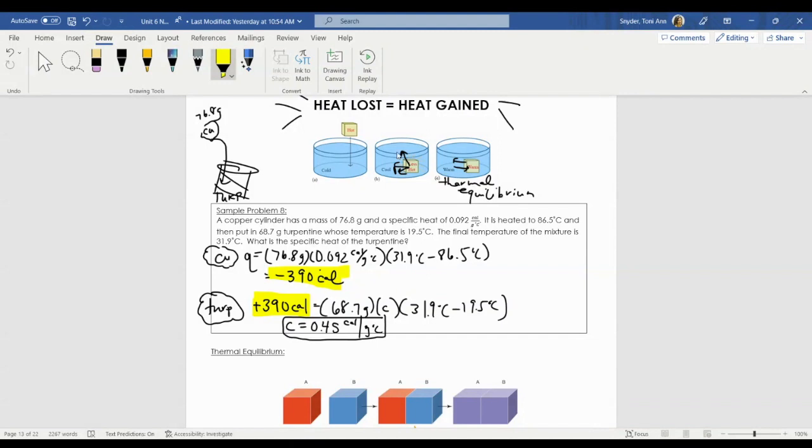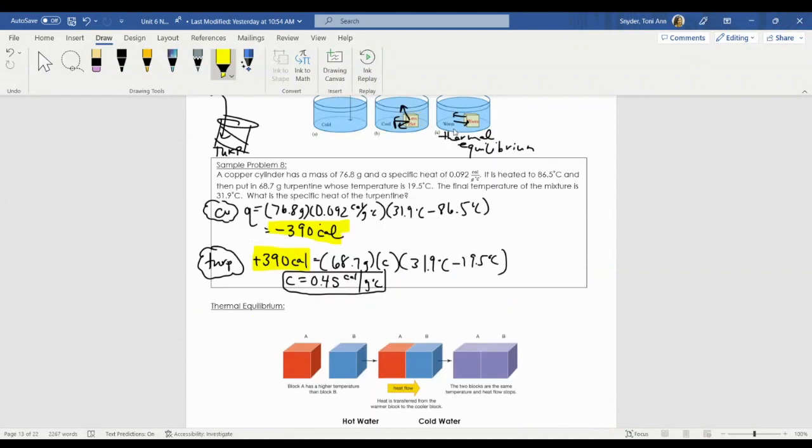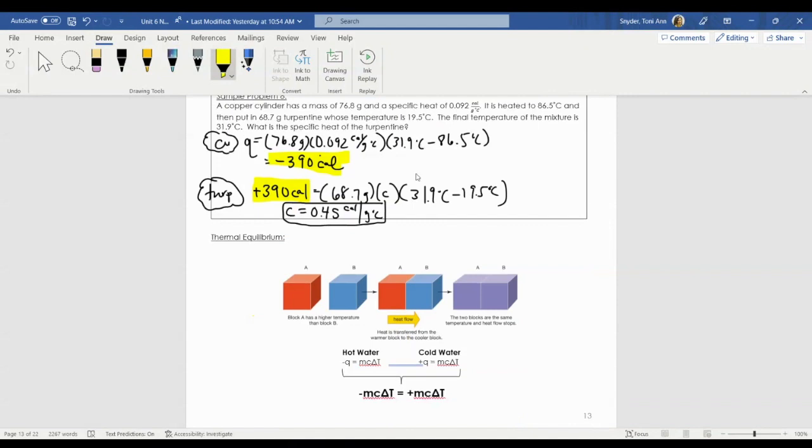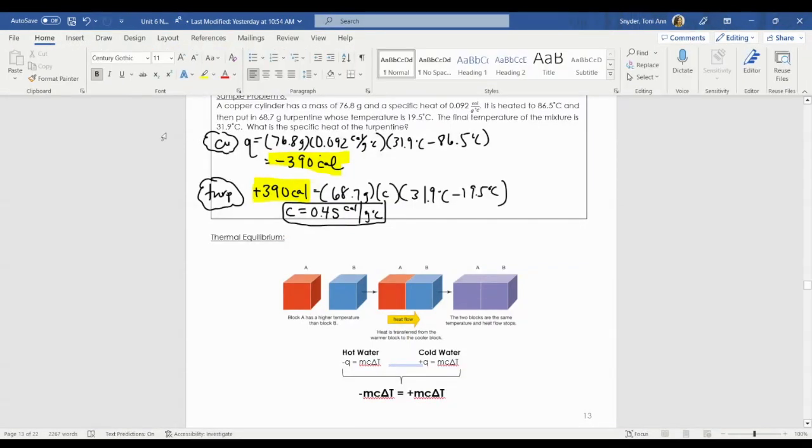That's huge. Let's highlight this up here as well. That's how important it is. Okay, heat lost equals heat gained. And notice how these ended up at the same temperature at the end. And like I mentioned previously, we call this thermal equilibrium. So let's get a definition for thermal equilibrium.